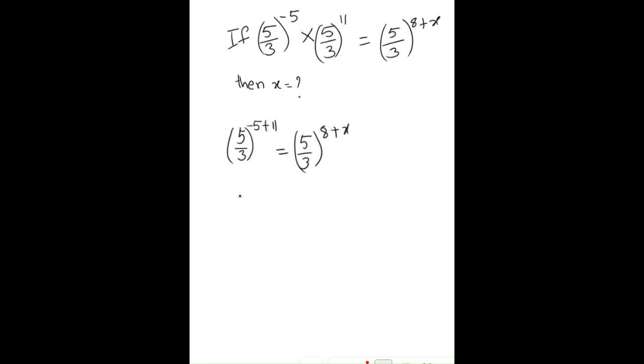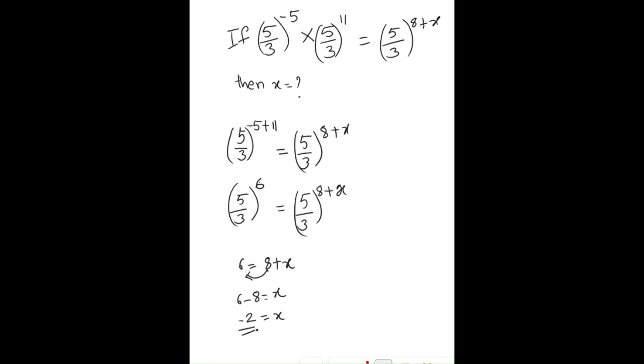So we can simplify this further. 5 by 3, minus 5 plus 11 will be, we will have to do subtraction, that will give us 6, and the sign of the bigger number is plus, so it will be plus 6 equals 5 by 3 to the power 8 plus x. Now the base is common, we can directly compare the exponents. So 6 is equal to 8 plus x. Now 8 can go to the other side, then it will carry a minus sign. So 6 minus 8 equals x. Now 6 minus 8 is 2, and the sign of the bigger number will be minus, so minus 2 equals x. So the value of x is minus 2.